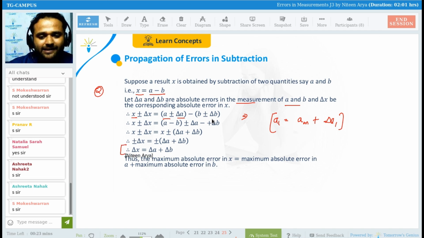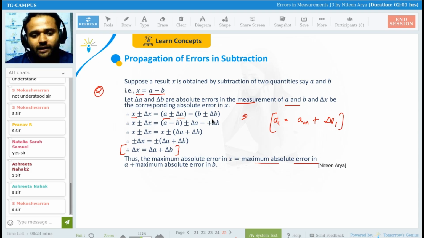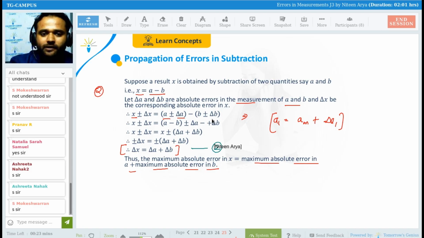So the error in X, whether it is going to be your physical unit in a subtraction way or an addition way, thus the maximum absolute error in X is the maximum absolute error in A plus the maximum absolute error in B. Means whenever you're going to find the absolute error in any particular quantity, it is not mandatory whether it is obtained after addition or after subtraction, the error is going to be added down. So this is your important formula number 2. One basic thing till now we understood, error is going to be added down.